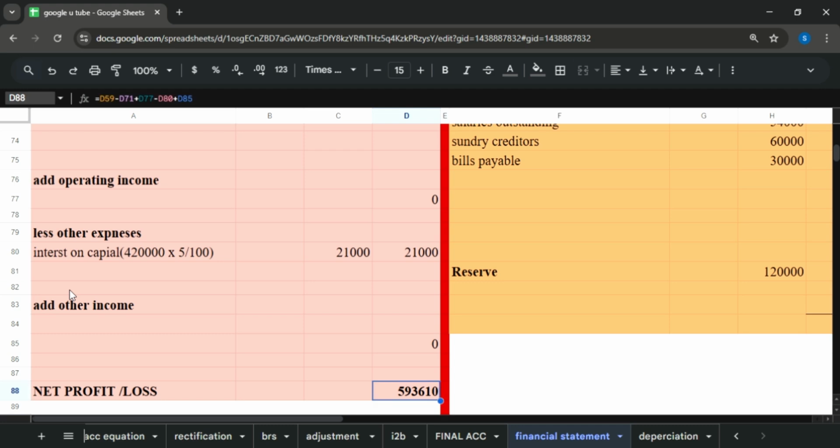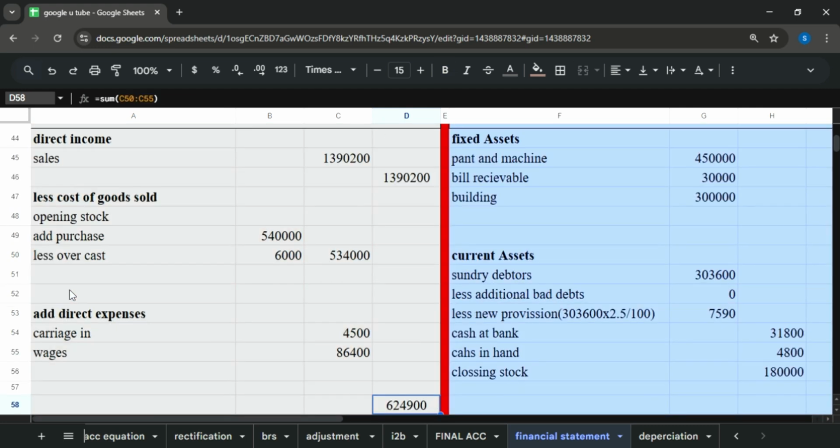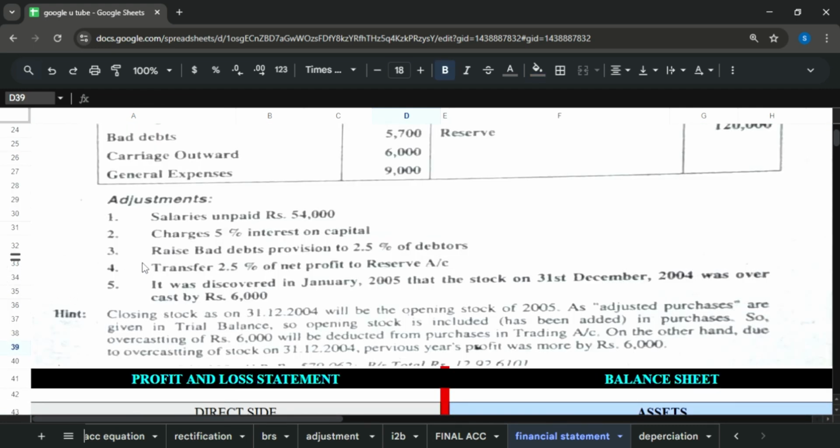Okay, so we have got 593610. Here the twist would start. Please note it down. We had left this transaction: transfer 2.5% of net profit to reserve.